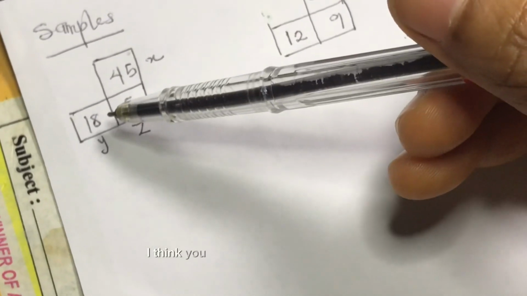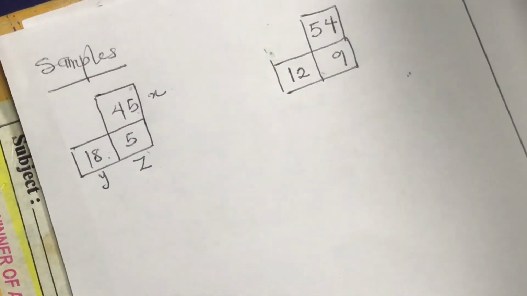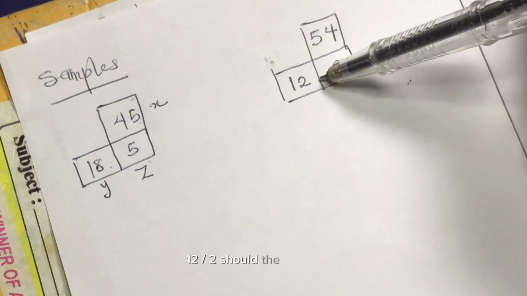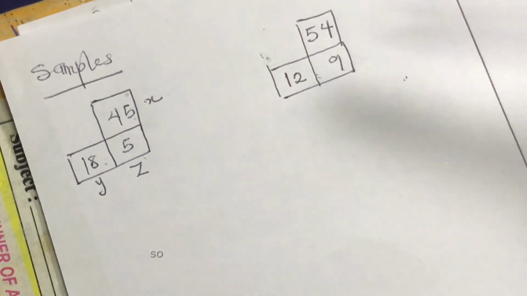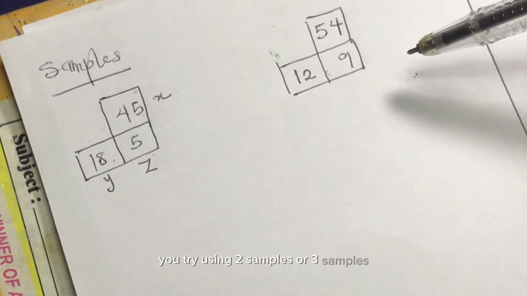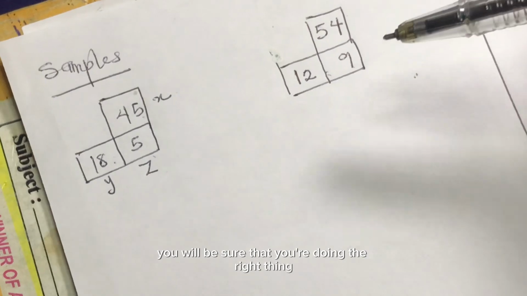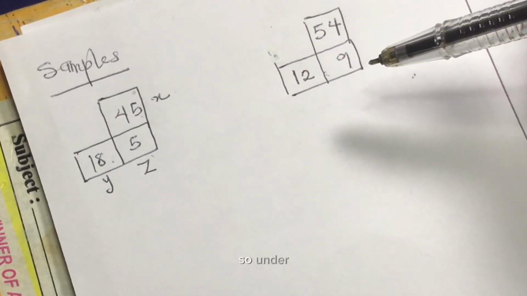So, from the look of things, I think it should be 18 divided by 2, which is 9. 9 times 5, 45. And here in this sample, 12 divided by 2 should be 6. 6 times 9, 54. So it's very, very important that you try using 2 samples or 3 samples whenever you are trying to arrive at a formula so that you will be sure that you are doing the right thing. So let's put the formula into writing.